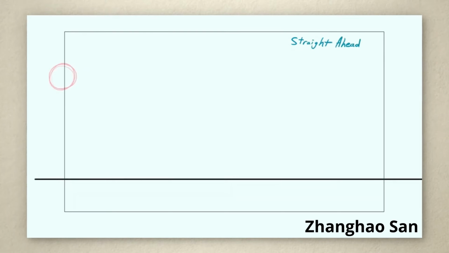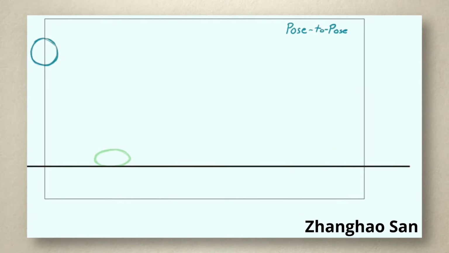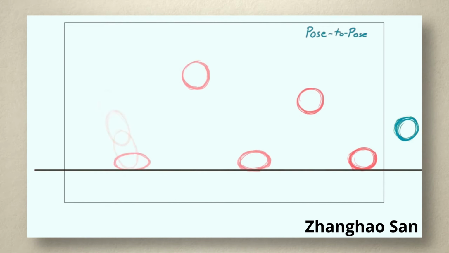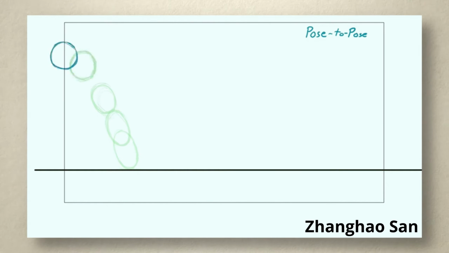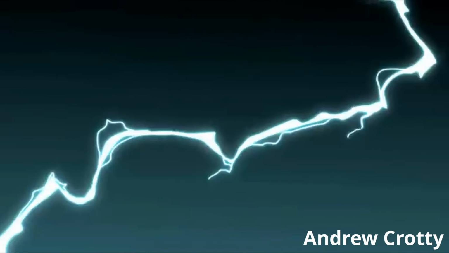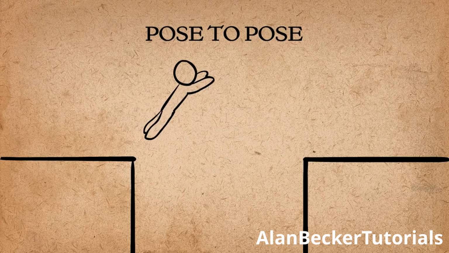The next principle that we have is straight ahead and pose to pose. Now, straight ahead animation just means that you work from one frame to the next frame after it. Pose to pose, however, differs. Pose to pose makes you animate one key position and then the next key position and then fill in the frames between those two positions. The main difference is you want to use straight ahead when you're animating stuff that is not predictable, such as fire or lightning, and pose to pose when you know where something is going to end up.